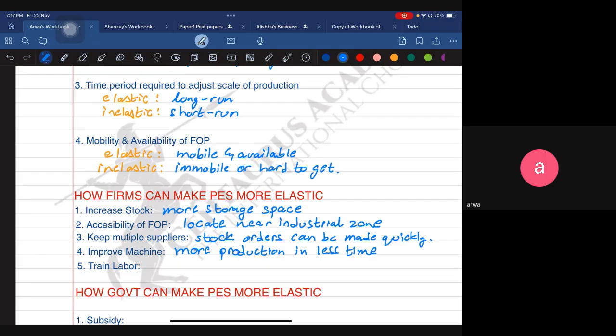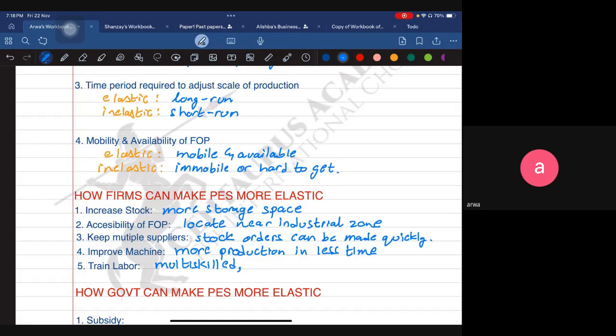Train labor. Okay, yeah, trained labor. If the labor is not trained, for example, you just recruited a labor and they are still in the training process. First of all, they can make errors, which would waste the products. It would waste your supply. It could increase your costs. It would be harder for you to increase the supply for consumers.